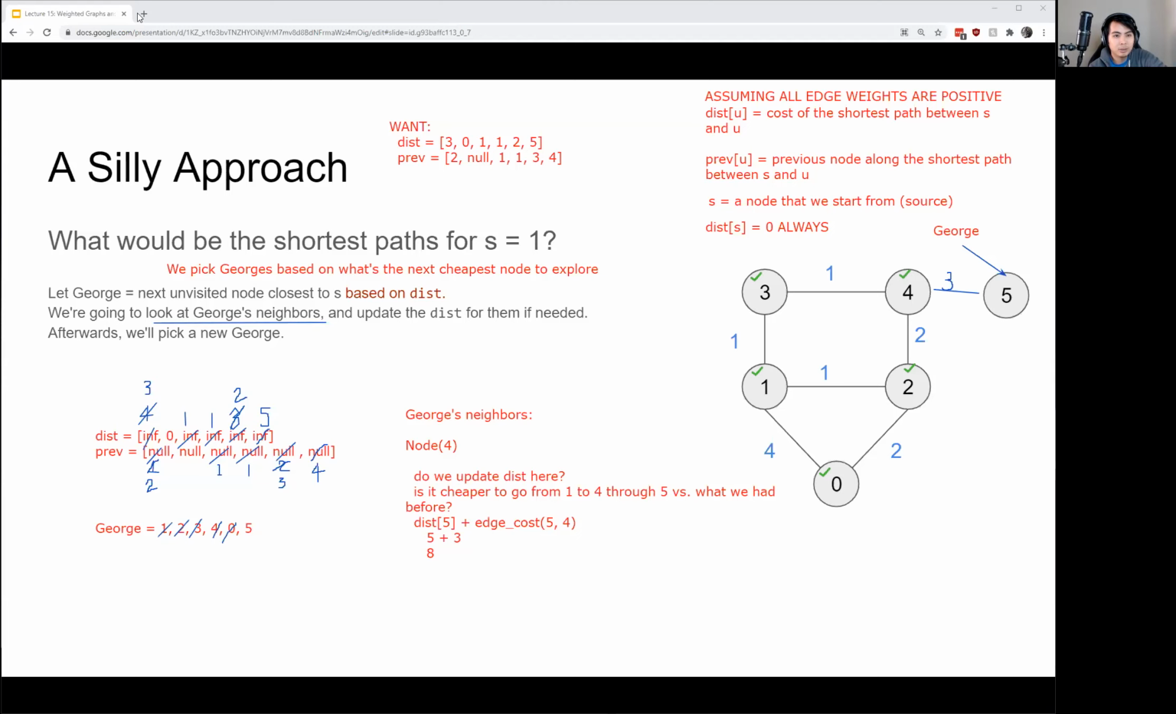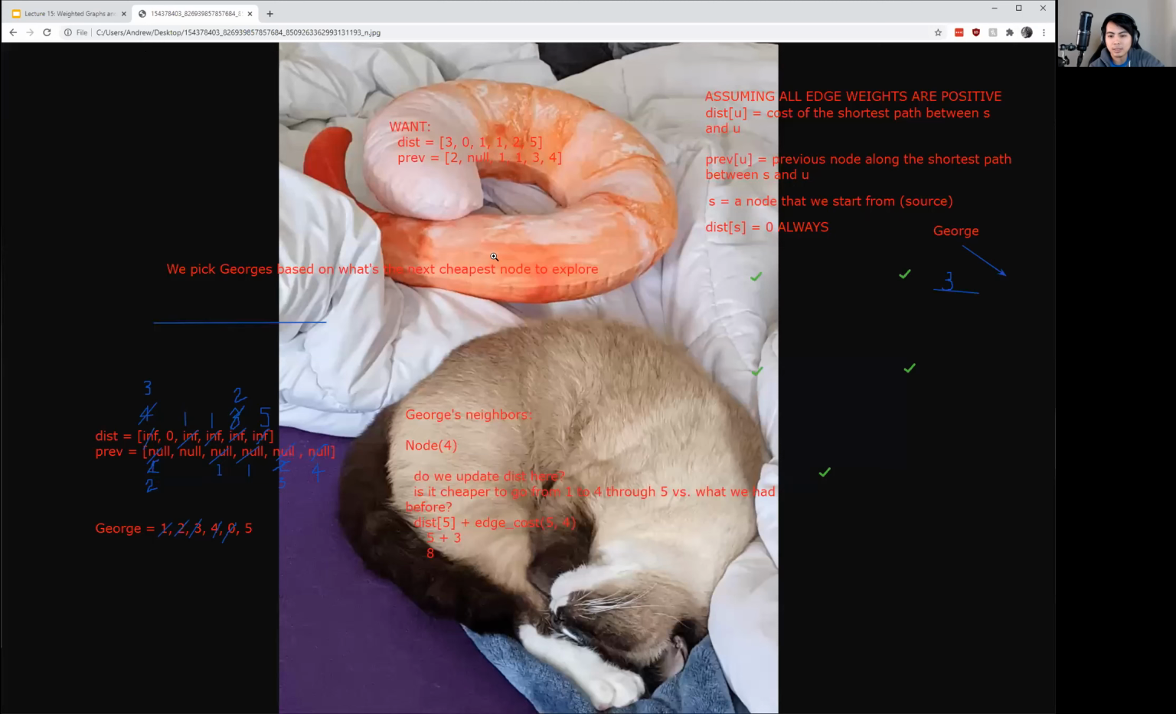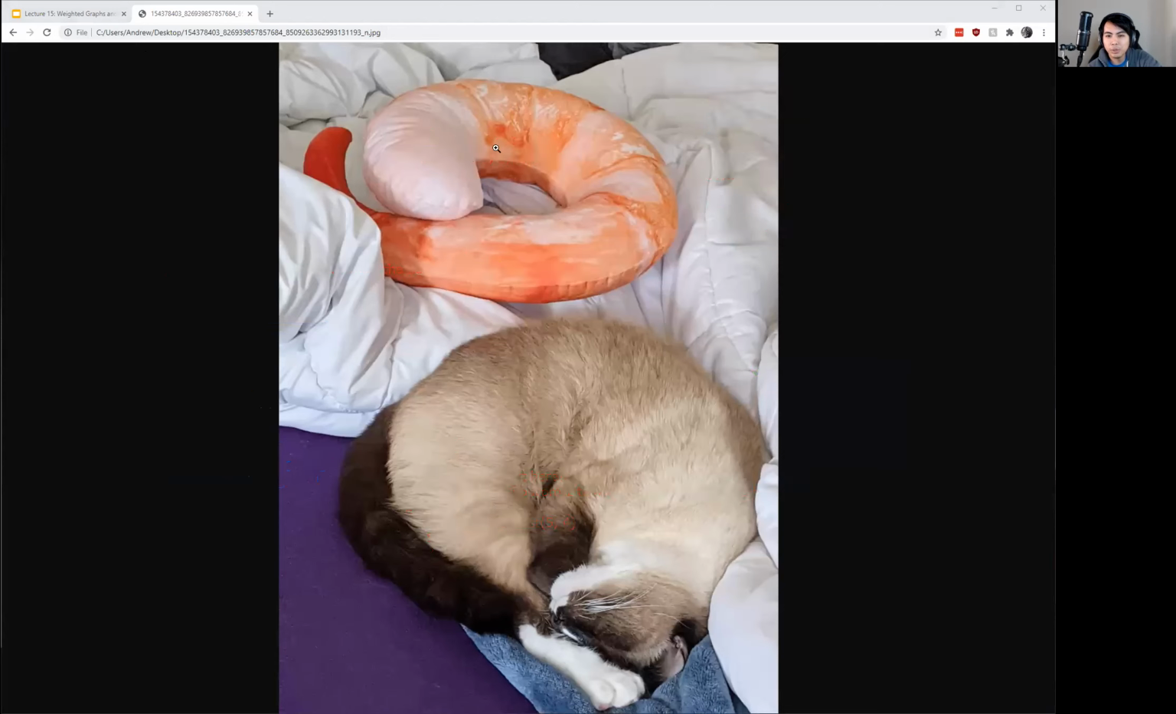I want to show you a very cute cat picture during our break. So let me see if I can do that easily. So we got a shrimp pillow, a neck pillow. I don't know if we saw that in this class, but we tend to put the shrimp pillow near the cat or on the cat. And for whatever reason, life imitates art in this case.